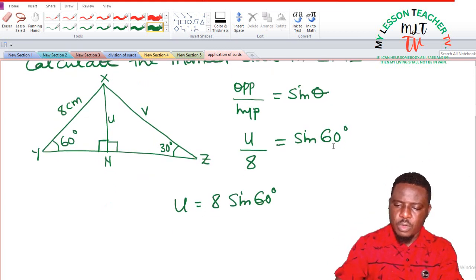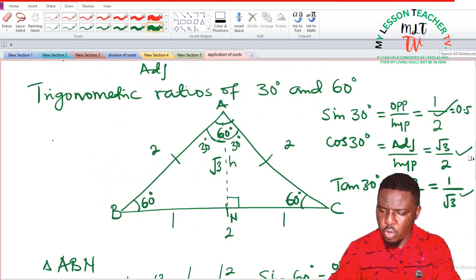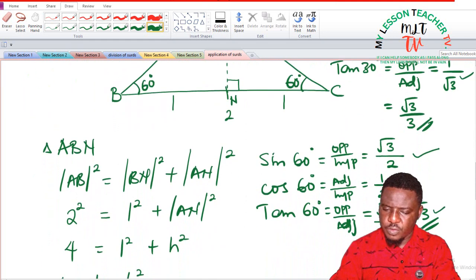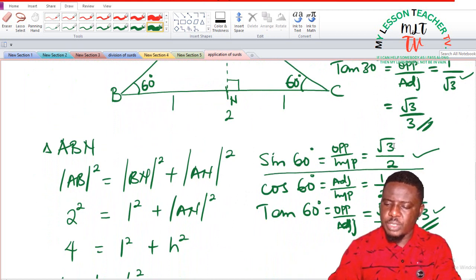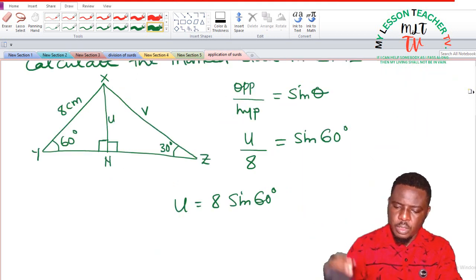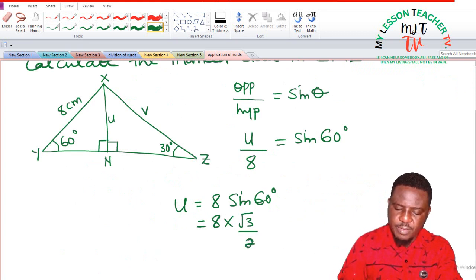And we have already proved the value of sine 60 degrees. You can go back to the trig ratio and get the value of sine 60 degrees. For the value of sine 60 degrees is said to be root 3 over 2. So sine 60 is root 3 over 2. We now substitute it in this equation, and this is said to be U is equals to 8 times root 3 over 2. Then you can simplify.